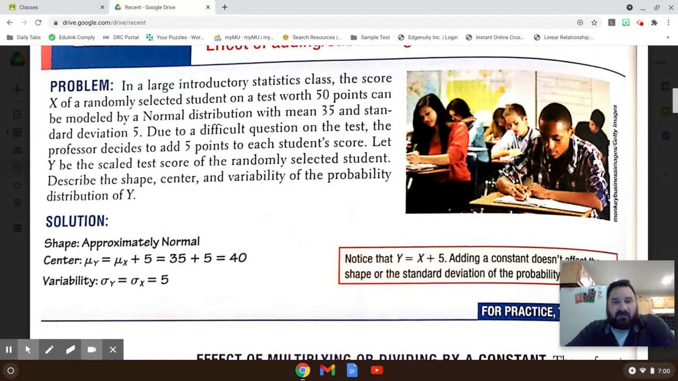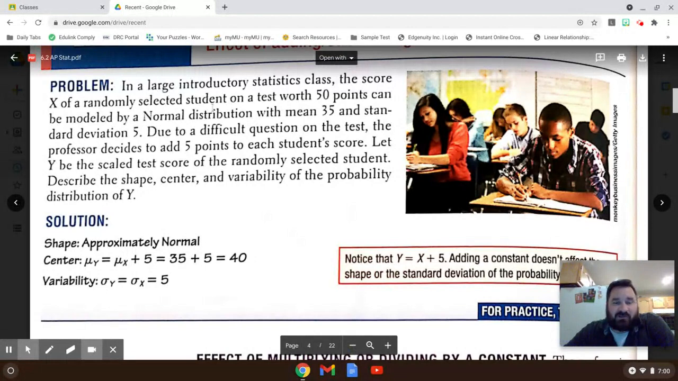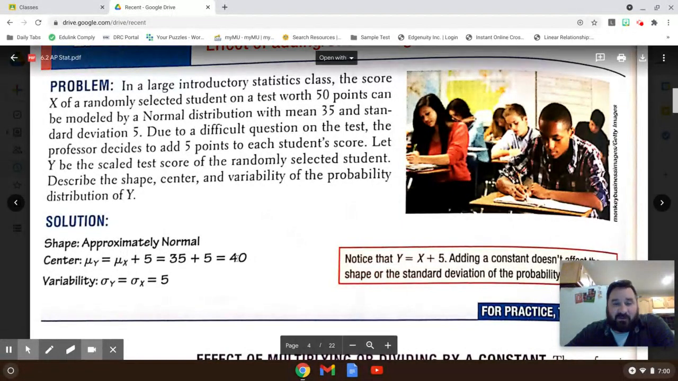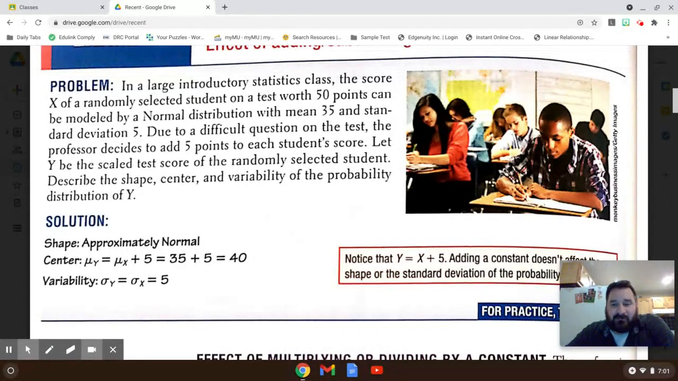Describe the shape, center, and variability. Shape: it's approximately normal. The shape hasn't changed. It told us it was normal before. Center: the only center we have is our mean, which was 35, and they added 5 points to it. So now our center is going to be at 40 points, our average. And variability: adding a number to every score will not change the spread or the variability.